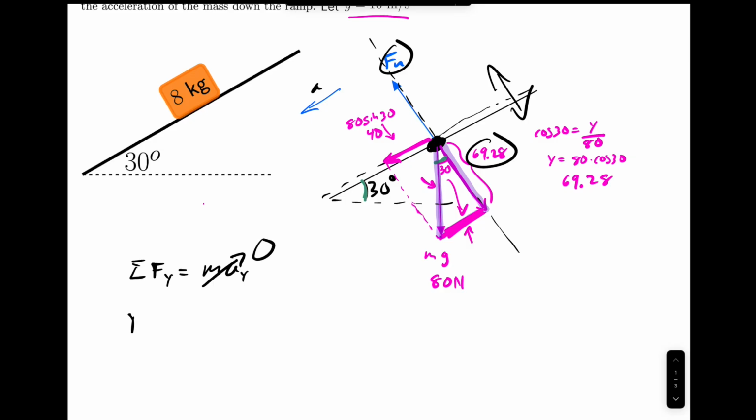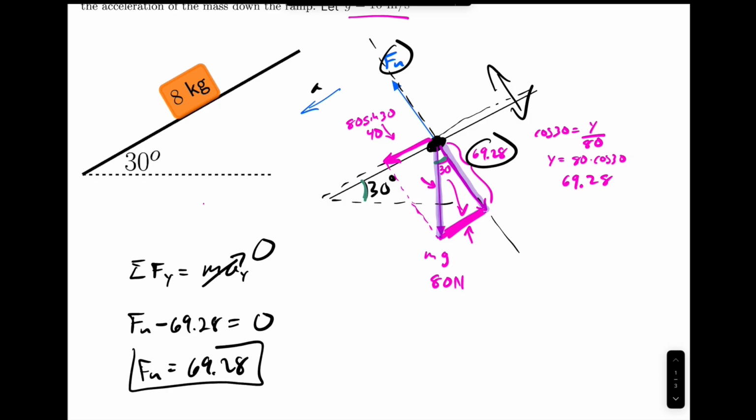And then we note that the acceleration in the y direction is just 0. So I can say that Fn, because it's up, minus 69.28, because it's down, is equal to 0. And that means Fn is equal to 69.28. Okay, so now I figured out what force normal is.